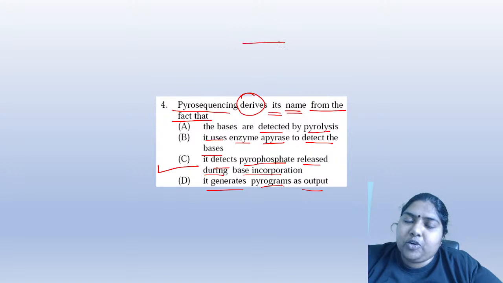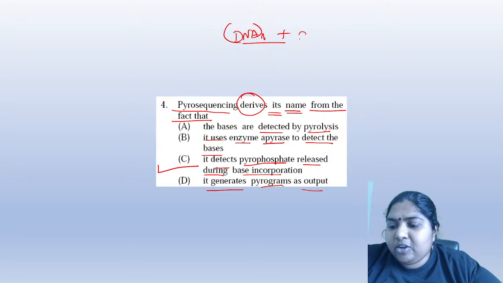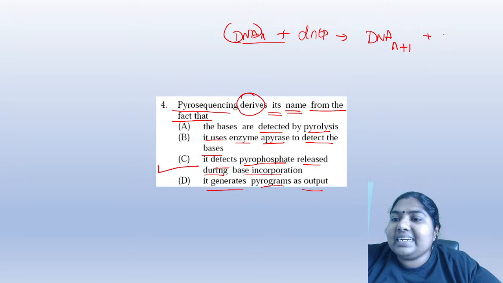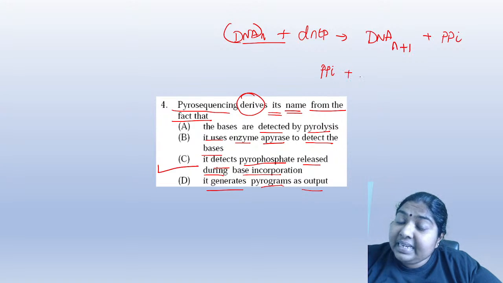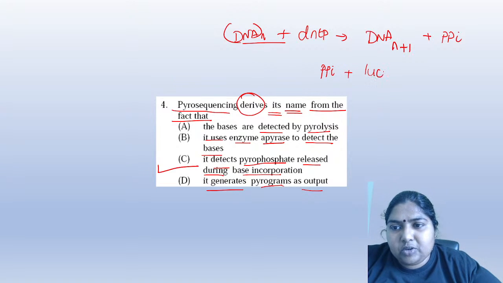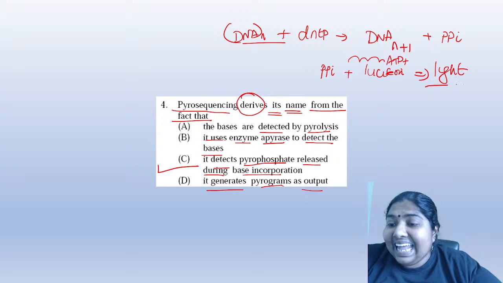First you have your DNA template, right? Along with that you are going to add your dNTP, so it is going to extend your DNA by one. Along with that it is going to release a PPi. Yes, Snehal, correct. So this PPi is going to react and, after several reactions, finally produce your ATP. This ATP will react with your luciferin and form the light.